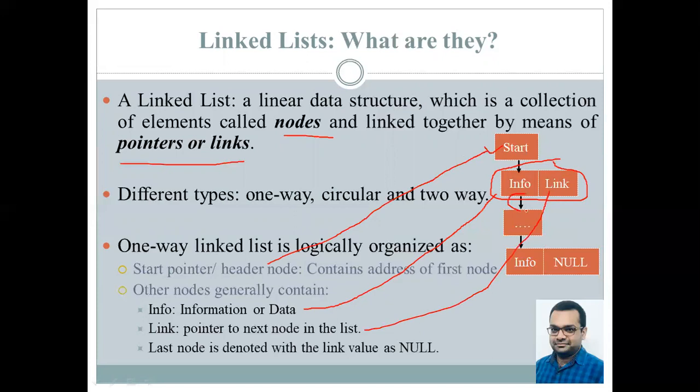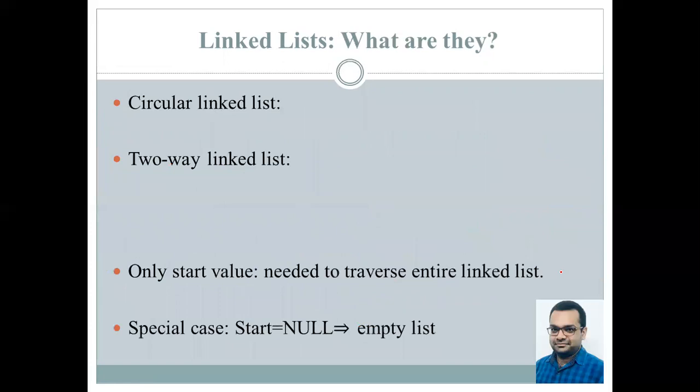Like you can see over here, these are the links. So similarly, we have all the collections. And when we reach the final node or the last node, that is identified by a null pointer. That is a link to no other further node in the list. There can be a circular linked list also or a two-way linked list also.